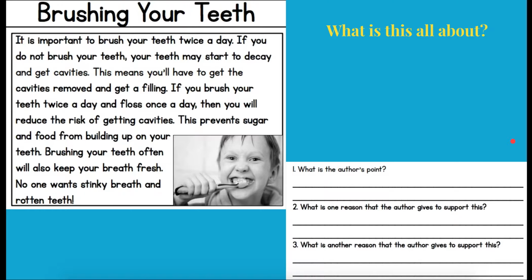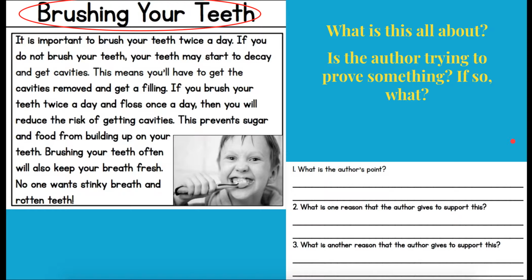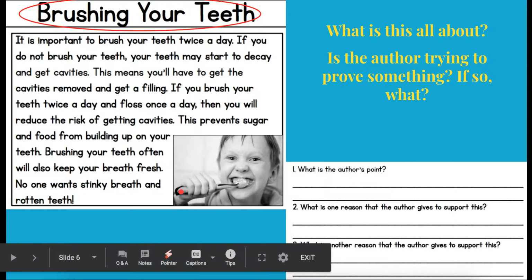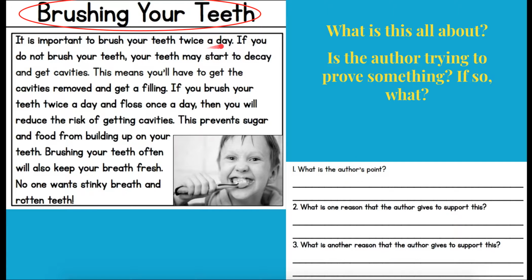All right. And if you said to yourself, it's all about brushing your teeth, you're correct. Yeah, this whole text is all about brushing your teeth. The second question I always ask is, is the author trying to prove something? And if they are trying to prove something, what are they trying to prove? So I know it's all about brushing our teeth. And to me, as reading through all this information, it seems that he's trying to prove that it's important to brush your teeth twice a day. And I underline that right there.